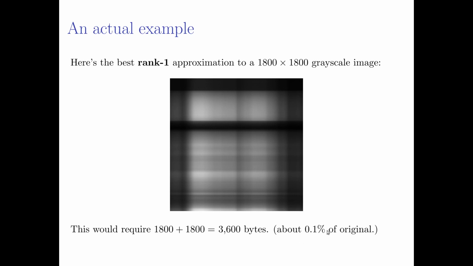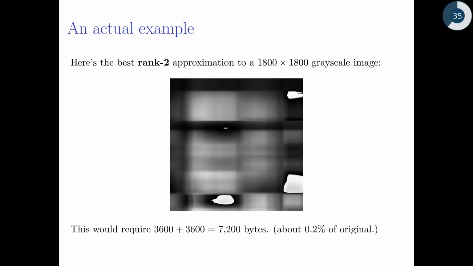That's about 0.1% of the original, okay? So if we were actually satisfied with this and said, oh, this is close enough to send to the person, we could do this in almost no data at all. Now, let's add another one to it. Here's adding another eigenvector. Now, this is what the image looks like, and this takes twice as many bytes.